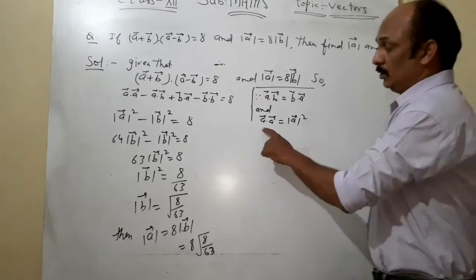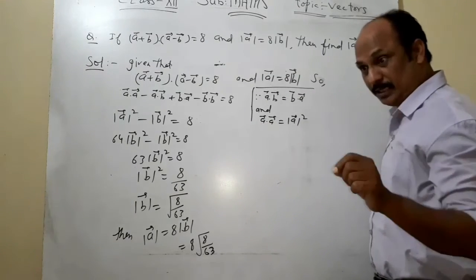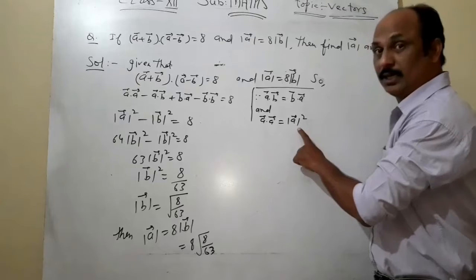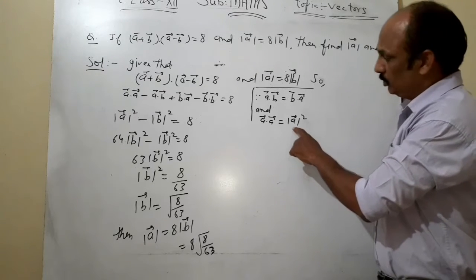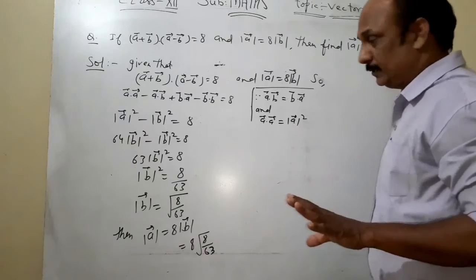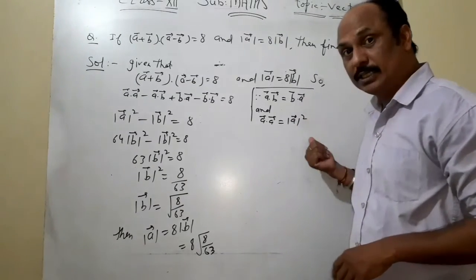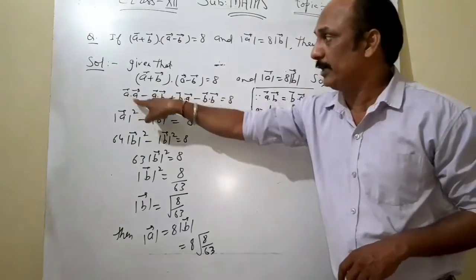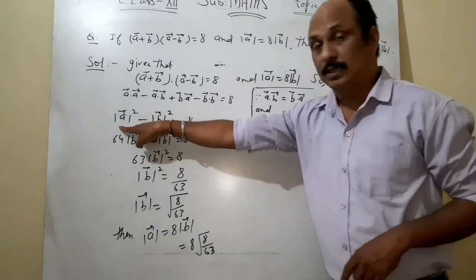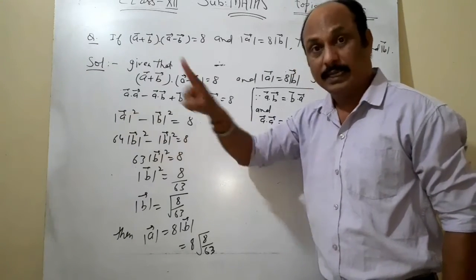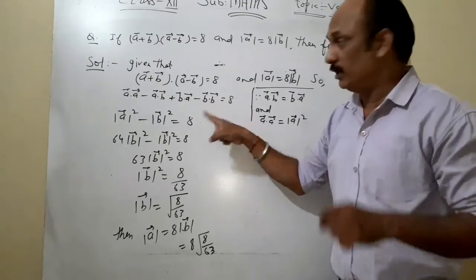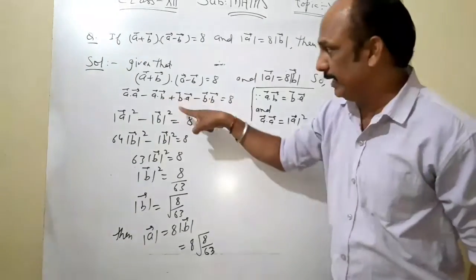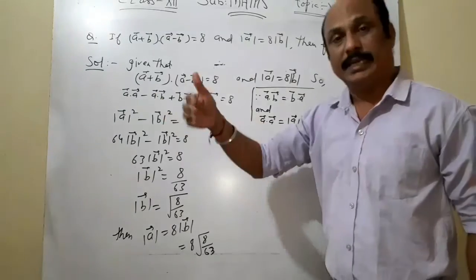And if we use A dot A, meaning any vector dot product with itself, then we get the square of the magnitude of the given vector. Okay, so we use these two conditions here. A dot A is equal to magnitude of A whole square and B dot B is equal to square of magnitude of B, and A dot B is negative and B dot A is positive, so these cancel each other.